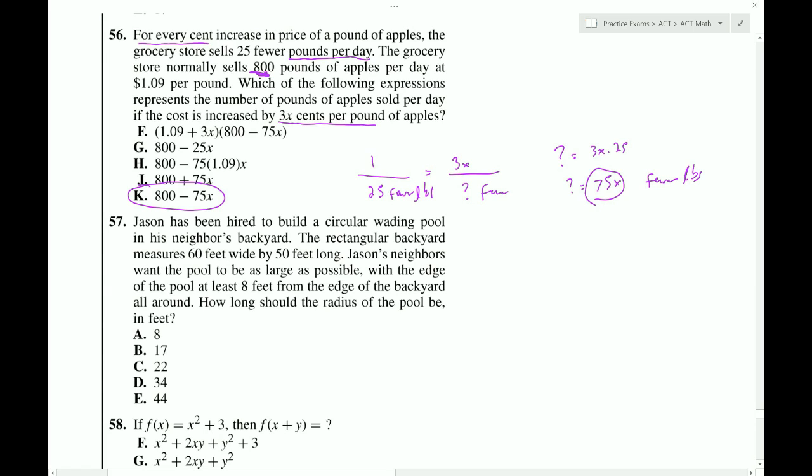Okay? So notice we don't even need the $1.09 per pound. We're not caring about the price or how much revenue we're raising here. What we're concerned with is the number of pounds. So looking at the units really helps there.